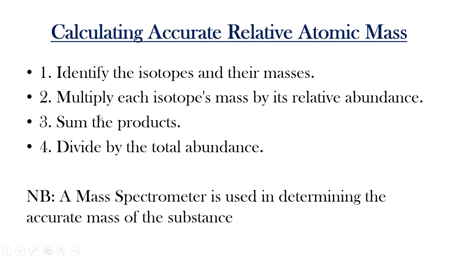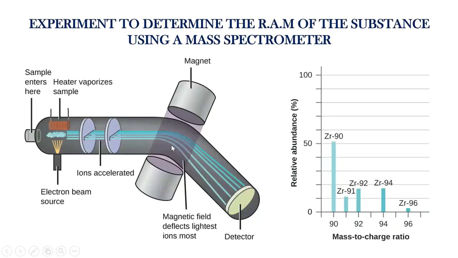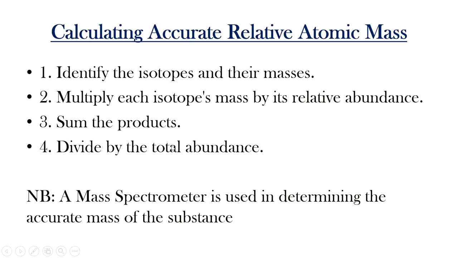Now, we're looking at how we calculate the accurate relative atomic mass. The first thing is to identify the isotopes and their masses. After that, we multiply each isotope's mass by its relative abundance. Then we sum the products and divide by the total abundance. I believe we saw this calculation in the previous session.